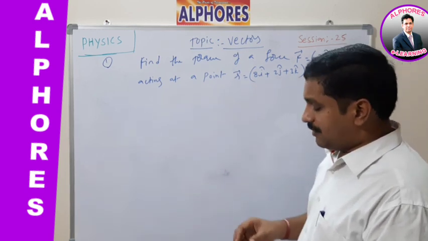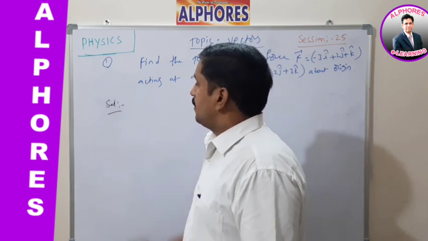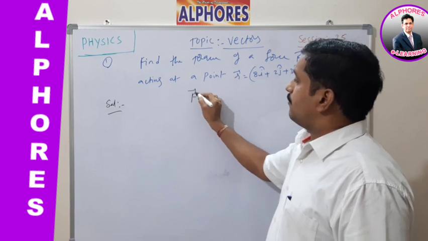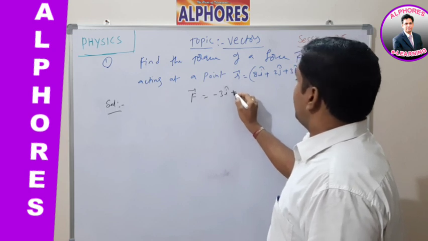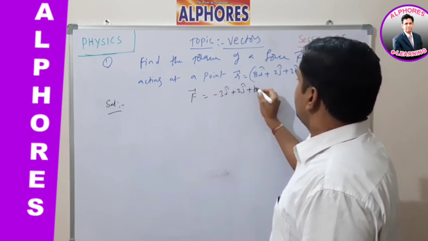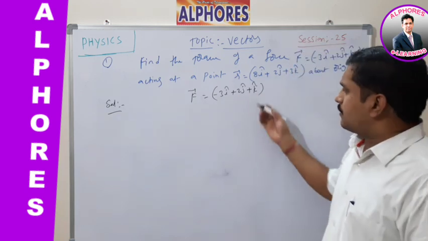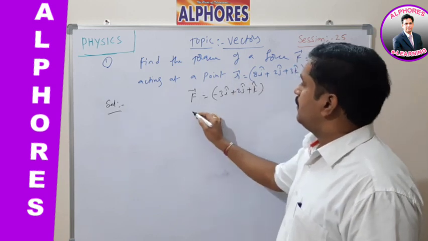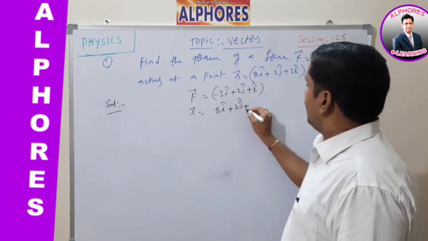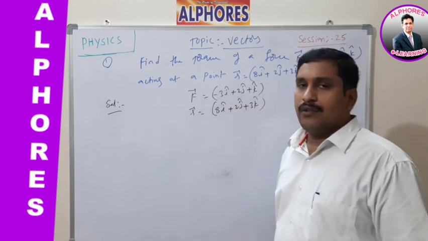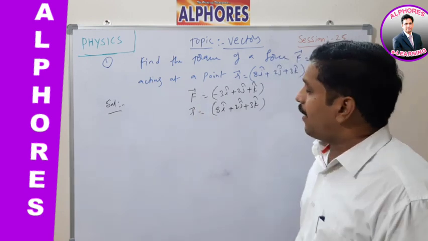Before solving this problem, listen carefully. Let us write both vectors. F bar is equal to minus 3I cap plus 2J cap plus K cap. Here I am not giving units; it can be taken as units. Again R bar is equal to 8I cap plus 2J cap plus 3K cap. So the force vector acting on the particle is given, and a point R bar from the origin is given. Now I have to find the torque vector.